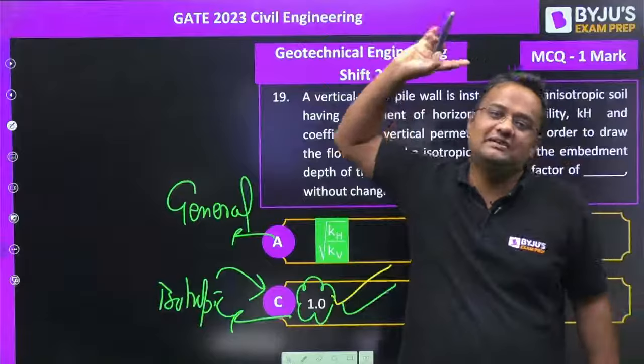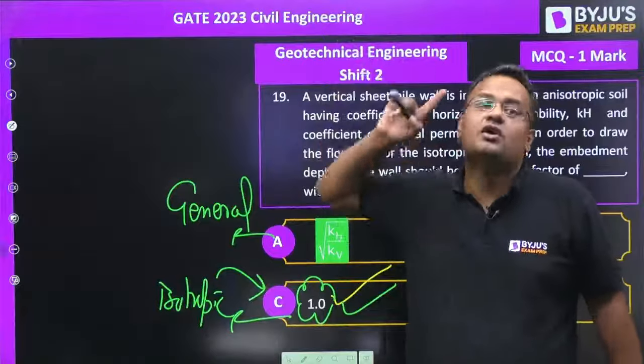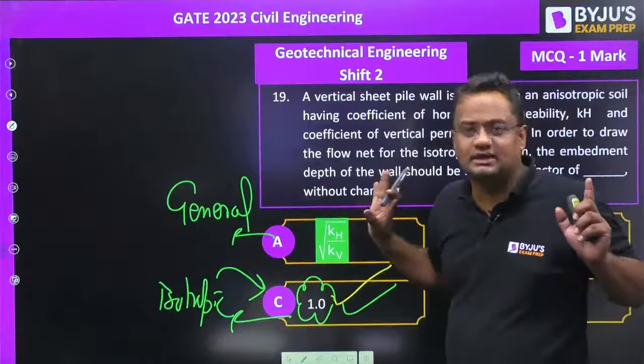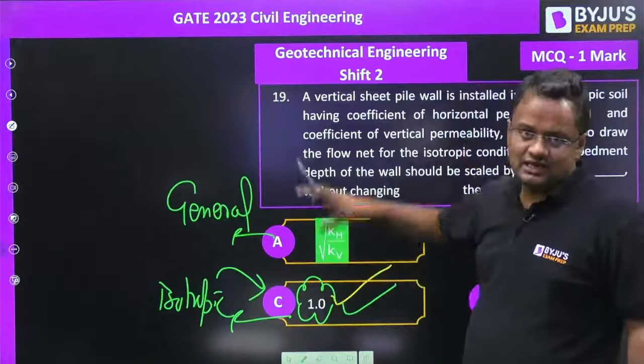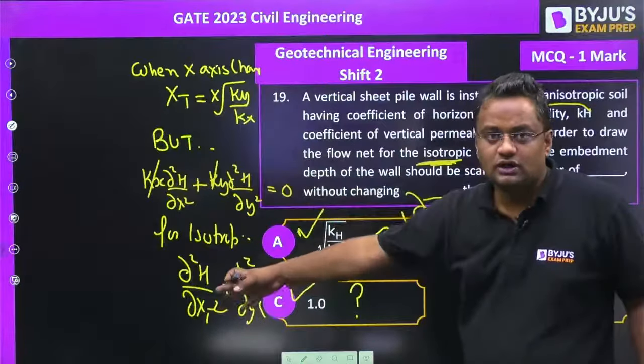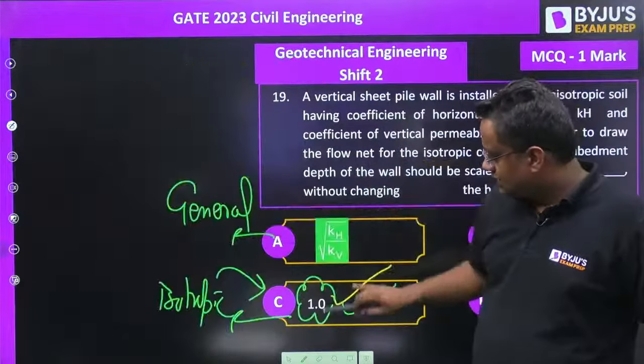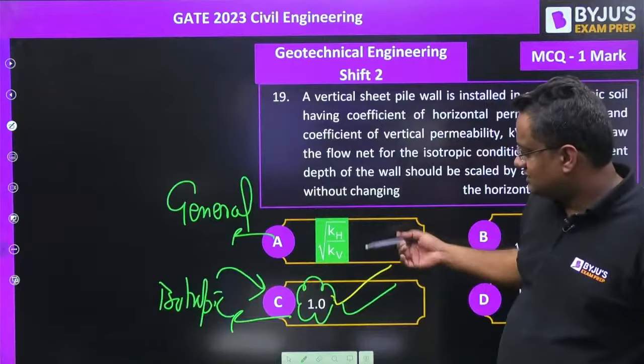Everybody is fighting with other students in the Telegram group or in the BYJU'S Exam Prep community, saying A will be the answer, or C is the answer. I'm telling you that both are correct. The general value is this, with the derivation that I told you. This is the derivation when the x-axis is changing. So here both will be answers, but yes, the general will be this.